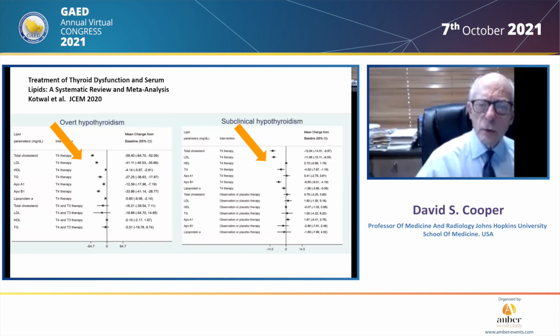And I'll just show you this one meta-analysis that was published last year looking at changes in lipids with treatment of thyroid dysfunction. And you can see on the left, overt hypothyroidism, where there's a lowering of total cholesterol, LDL cholesterol, and triglycerides with treatment. And the same thing occurs with subclinical hypothyroidism. That is an improvement in lipid status, although it's much milder when subclinically hypothyroid patients are treated with levothyroxine.